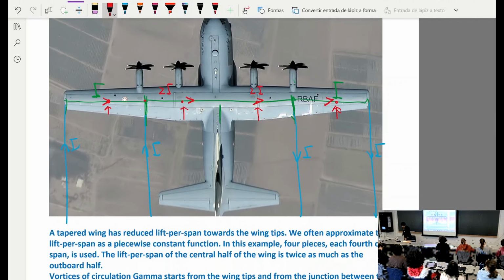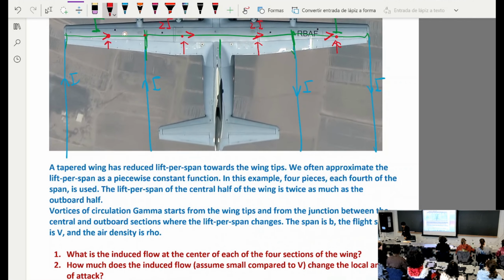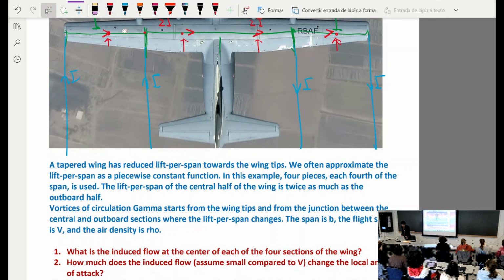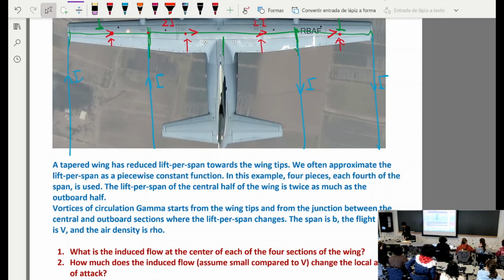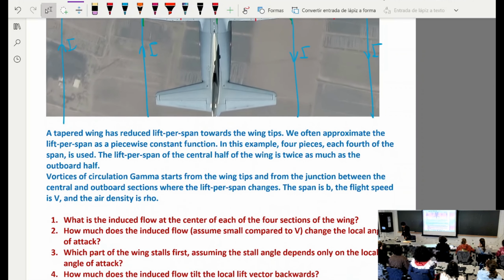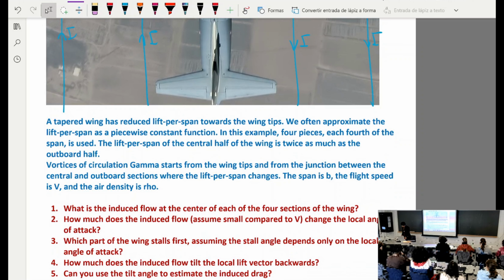So here, the second question is, how much does the induced flow change the local angle of attack? And this question is relative. Relative means: is the angle of attack changed more here compared to here? And the third question is which part of the wing stalls first, assuming the stall angle of attack depends only on the local angle of attack of that cross section.